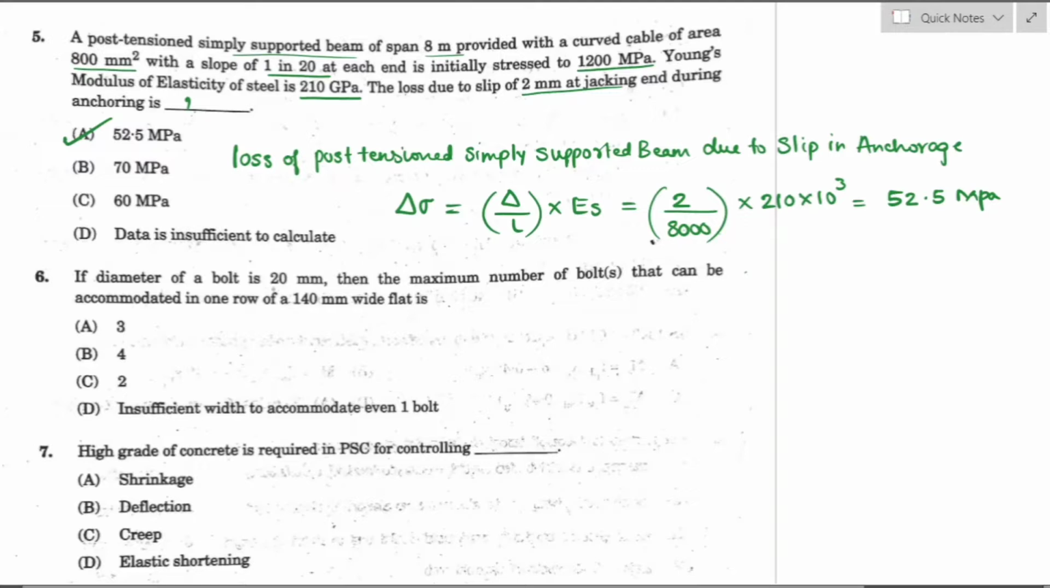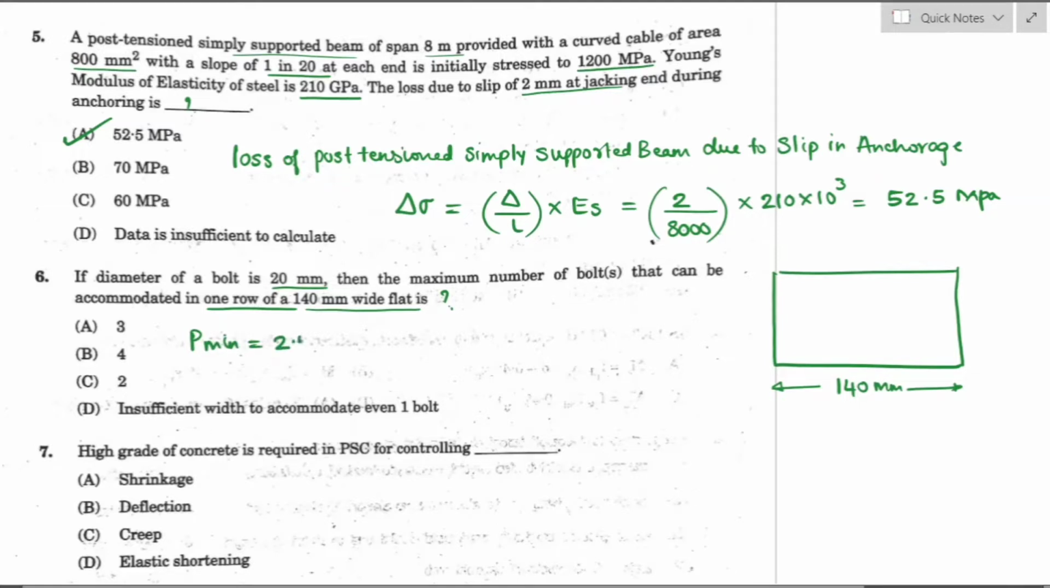Question number 6. If the diameter of the bolt is 20 mm, then the maximum number of the bolts that can be accommodated in one row of 140 mm wide flat is. We know that as per IS 800-2007, the minimum pitch distance is 2.5 times of bolt hole diameter and minimum edge distance is 1.5 times of bolt hole diameter. The bolt diameter is given as 20 mm. So we have to calculate the minimum pitch distance for a bolt hole diameter. Diameter will be 22 mm.